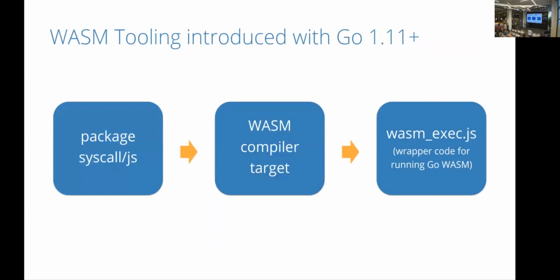There are three main parts of the new tooling introduced for WASM support in Go 1.11. The first is a new standard library package, syscall/js, that provides support for passing variables and functions between Go and JavaScript. The second is a new Go compiler target that lets you compile Go into WebAssembly. And the third is some glue code that interfaces between Go compiled into WASM and the JavaScript code that calls it.